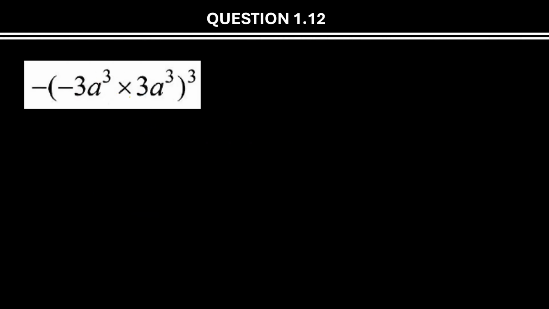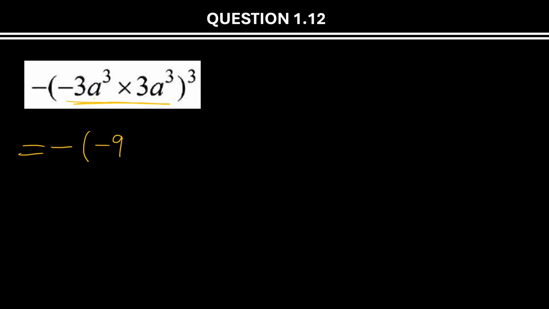Now for this one, it's possible to basically take the 3 in directly, but it's easier to first just simplify this inside. It makes the work a lot less. So the minus is still there. And then if we just simplify the inside first, we've got minus 3 times 3, which is minus 9.